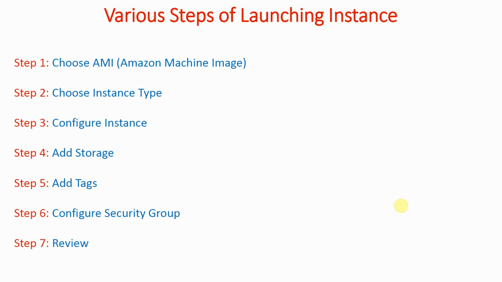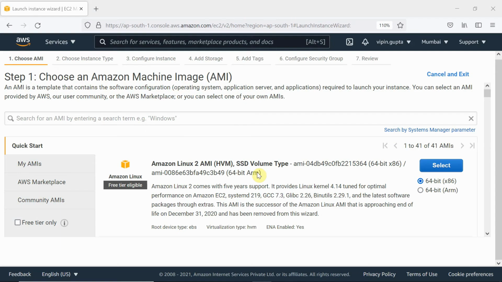Now let's see the demo of how to launch the instance. So we will be creating one Linux instance, and we will be choosing this 7-step. That means we will be first choosing the AMI, then instance type, then we will configure the instance, then we will add the storage, add tags, configure security group, then review, and then specify the key which we are going to use. So we will go into the AWS console.